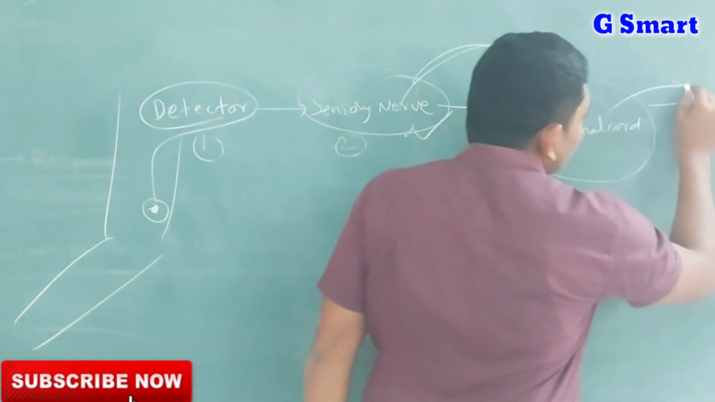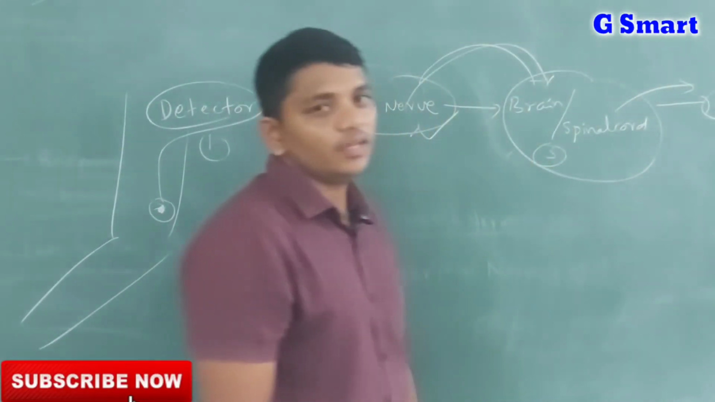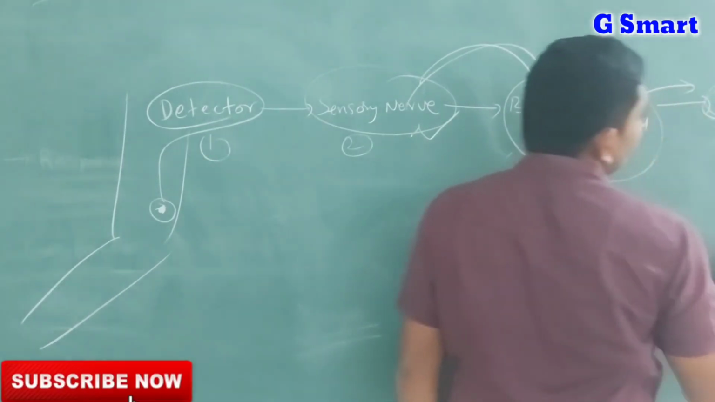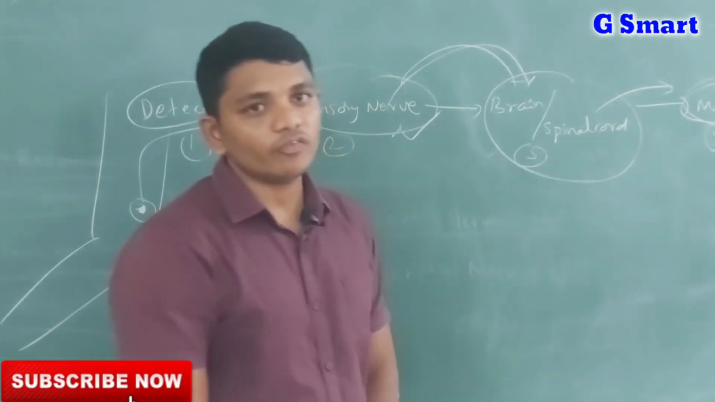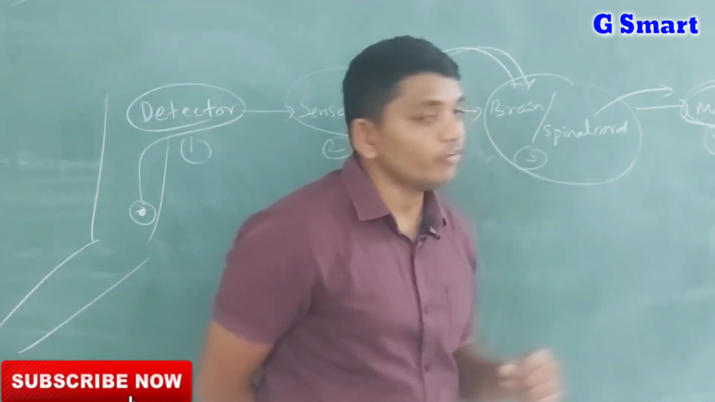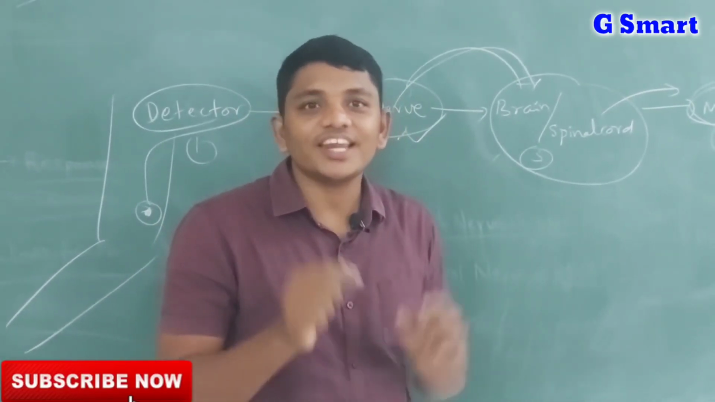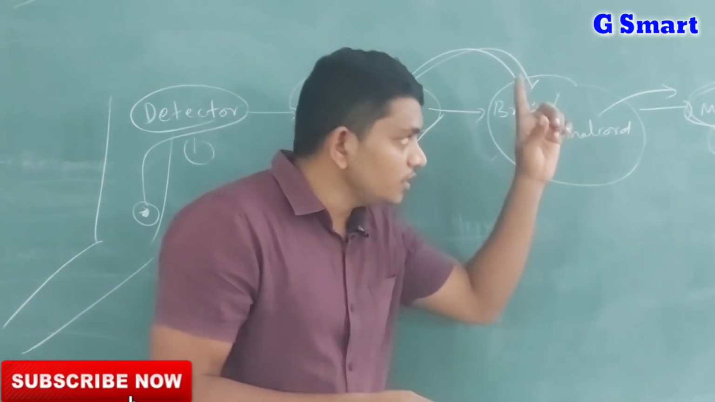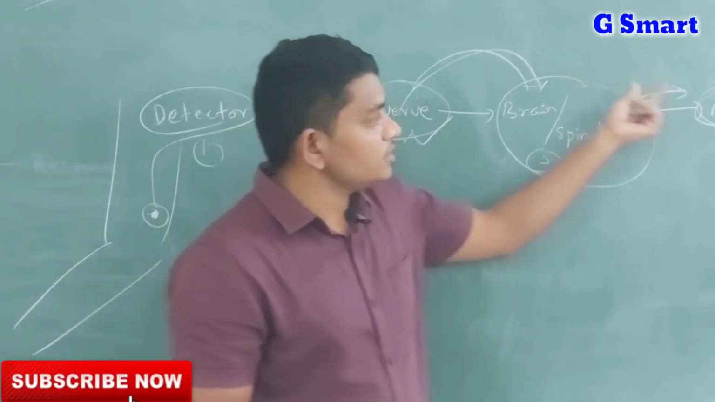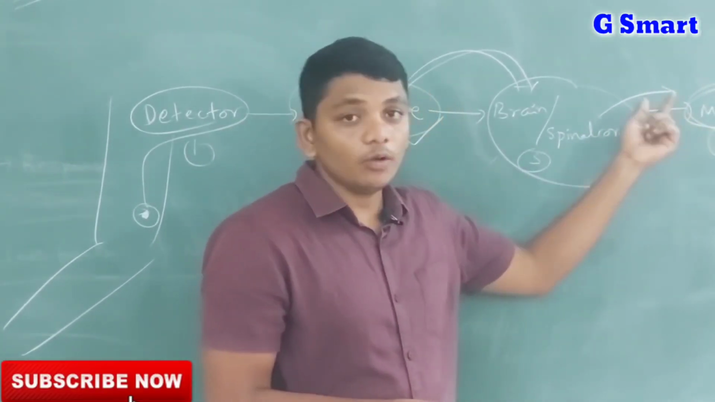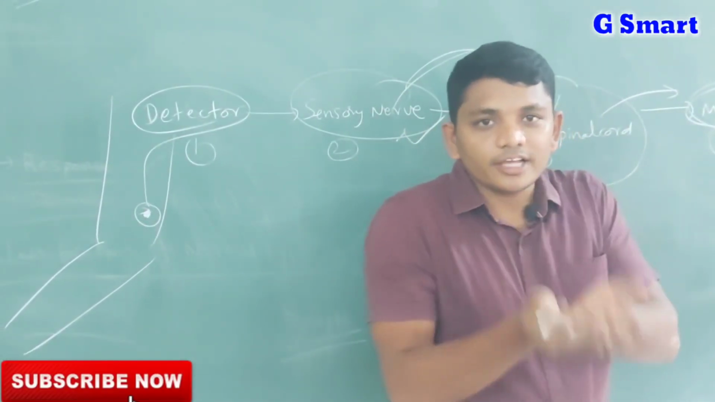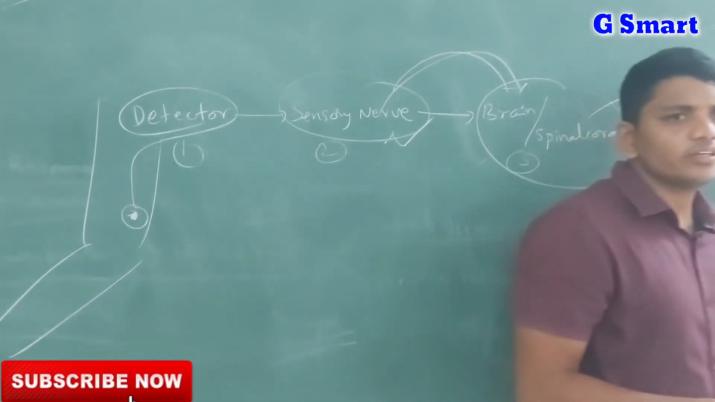So these responses are transmitted with the help of the motor nerves. This motor nerve will give the information to the effector nerve. But this information is a response. These responses are usually released by the brain or spinal cord. So this response is carried forward with the help of the motor nerve. This motor nerve is carrying the response to the effector nerve. Then this effector nerve works.